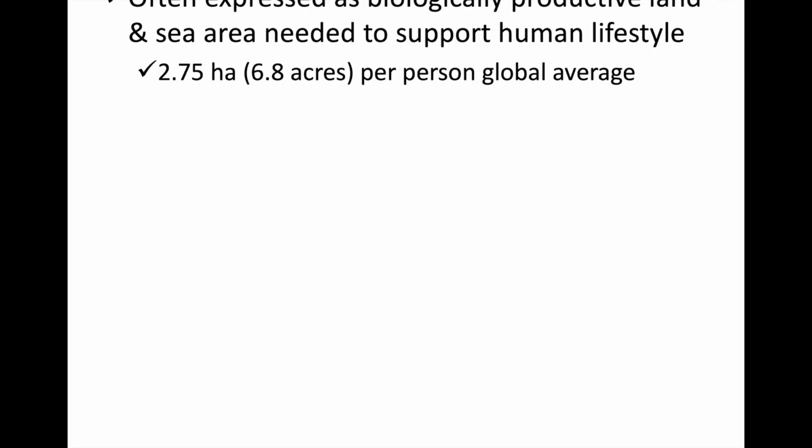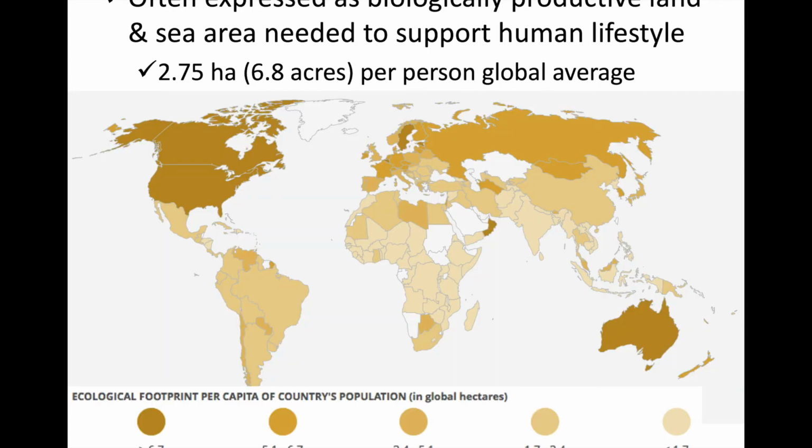Ecological footprints are often expressed as the area of biologically productive land and sea needed to support the human lifestyle. Around the world, the average person's lifestyle requires 2.75 hectares, or 6.8 acres. Here's a map of the global distribution of ecological footprints by country.